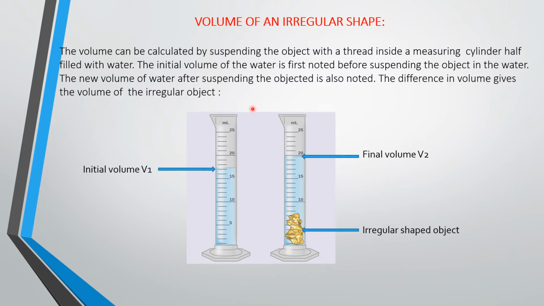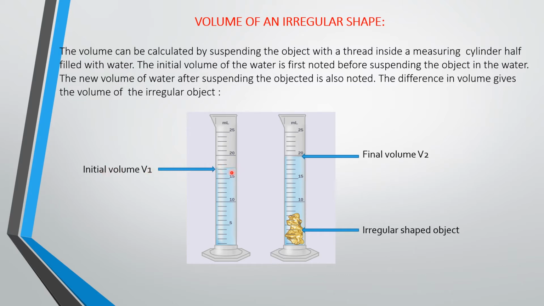Now, to find the volume of an irregular shape, the first thing you do is get your measuring cylinder and fill it to half level with water. Then you take the initial volume, that is V1. Take the initial reading.